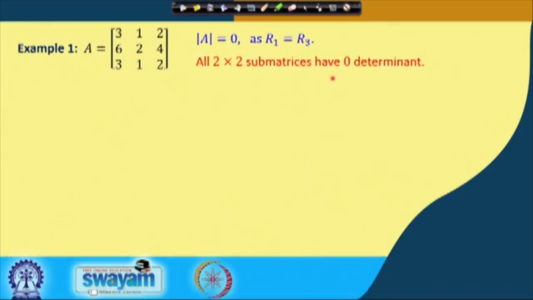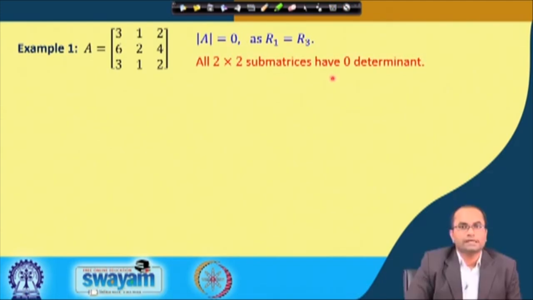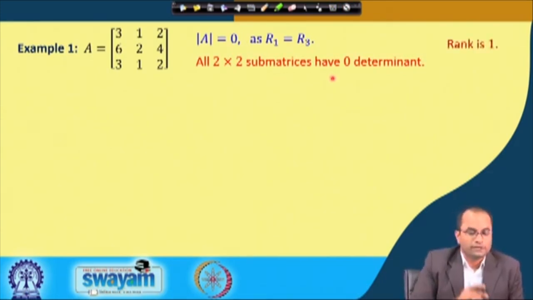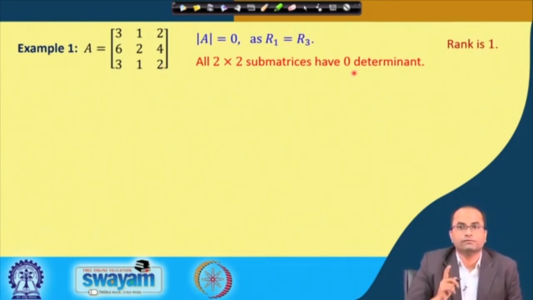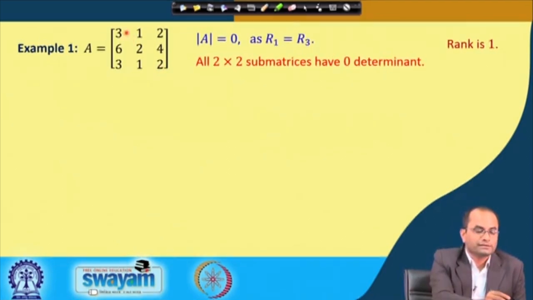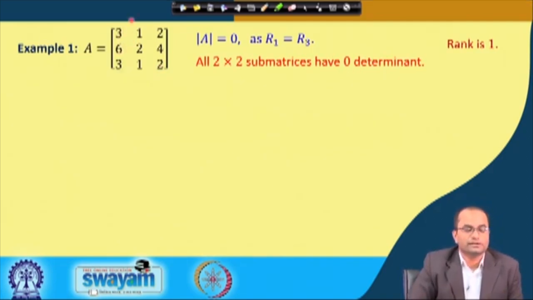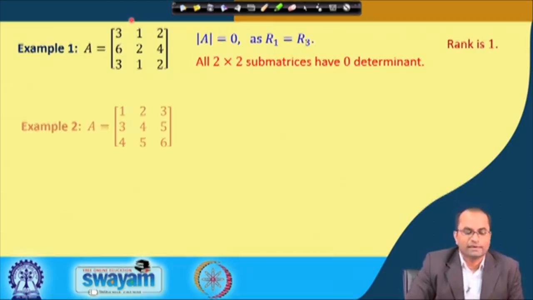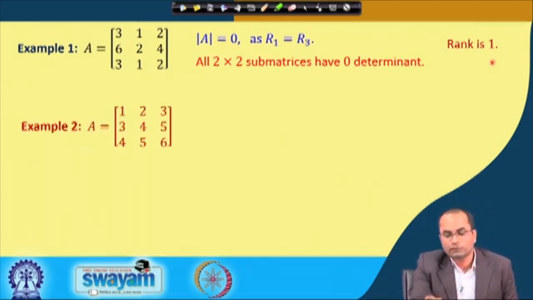So, all 2 by 2 submatrices have 0 determinant, and that is the reason we now have to look at determinants of order 1, but that is a non-zero matrix anyway. So, whatever value we have, the rank has to be 1 in that case, because it is not the 0 matrix. So, here the rank is 1.